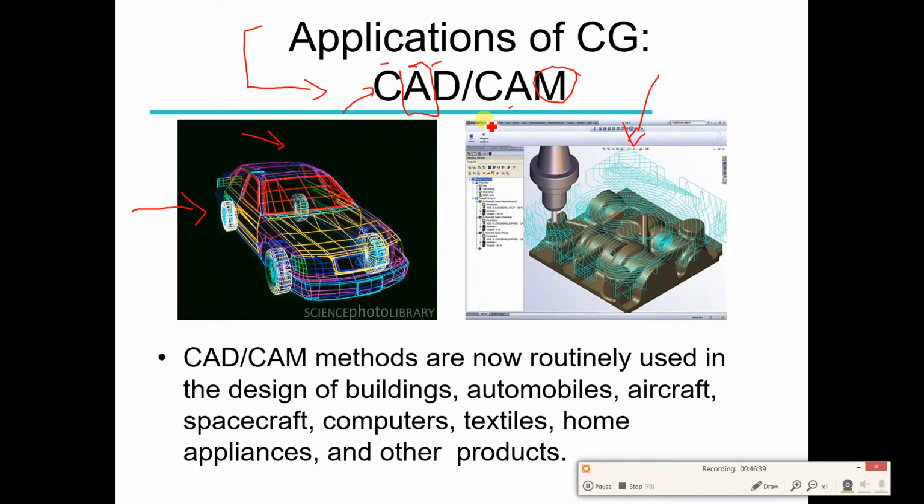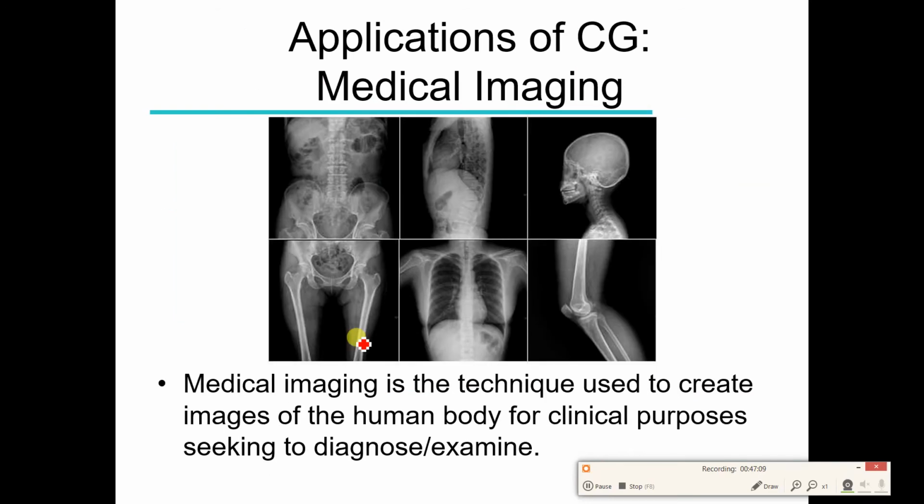this. So in the manufacturing industry, software is being used to manufacture different products which can be visualized, and we can modify the different parameters by using this software. So CAD and CAM methods are now routinely used in the design of buildings, automobiles, aircraft, spacecraft, computers, textiles, home appliances and other products. So both of these are quite commonly used in the industrial sector.